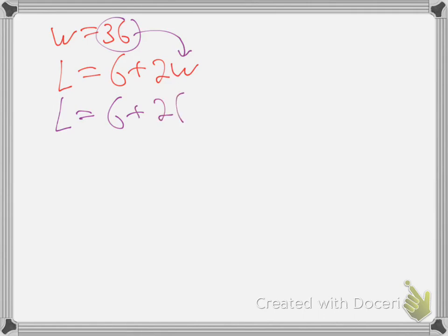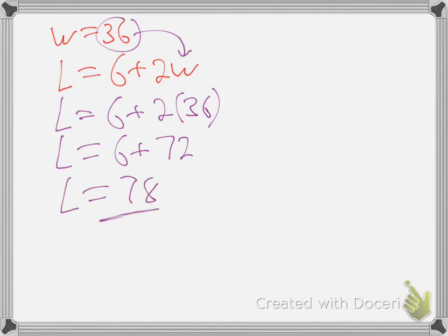So 6 plus 2 times W. 6 plus 72. And that is 78. So the length is 78. The width is 36. We've answered the questions. Is that good? Did anybody do it a different way? Certainly you didn't all do it exactly that same way.